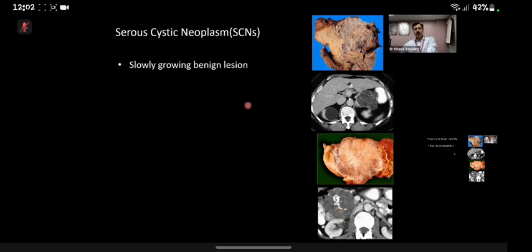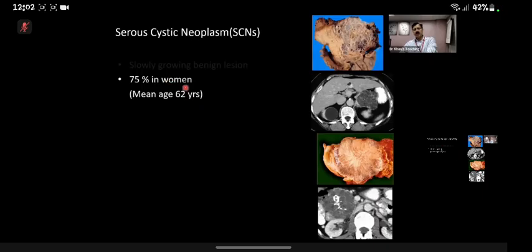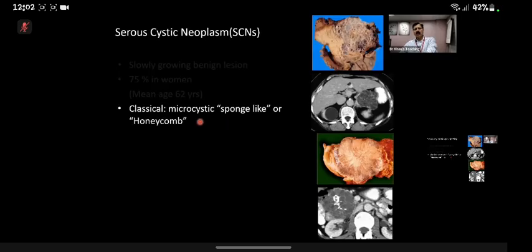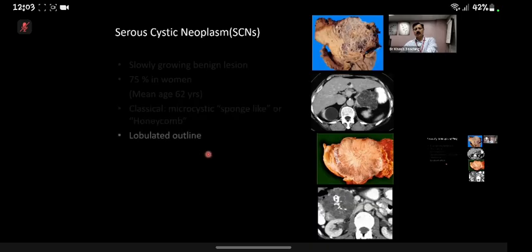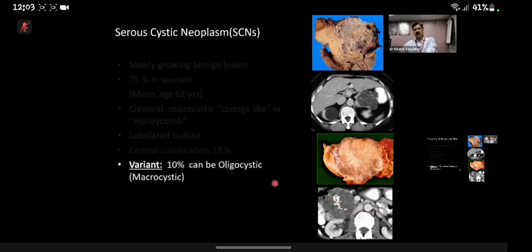Now, they are slow-growing benign lesions. This is important: 75% in women, mean age is 62. So that is why we call it grandmom tumors. They can be sponge-like and have a honeycomb appearance. Lobulated outline is one of the ways to describe it in the exam. If there is calcification, it will usually be central, and it can be seen in only 18% of cases, because there is a scar here and there is calcification in the scar.